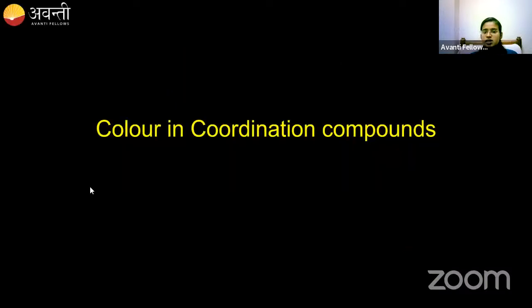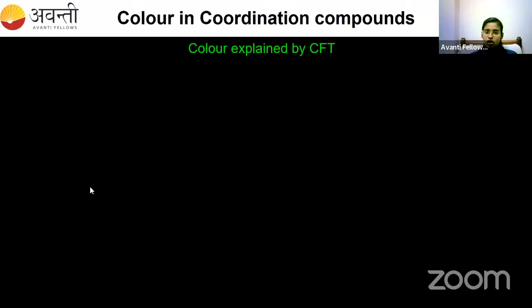So it is the color in the coordination complex. I have already told you that valence bond theory was unable to explain the color of the coordination compounds, but crystal field theory was able to give the explanation about the color. Let's see how crystal field theory is explaining the color of coordination complexes. To understand the color concept, we will take one titanium complex.